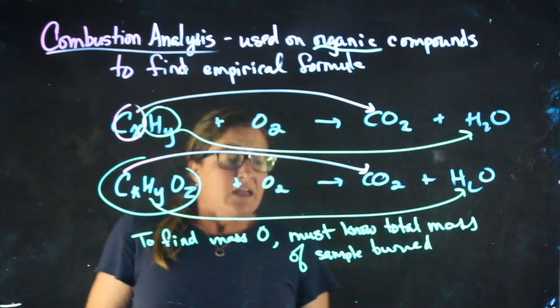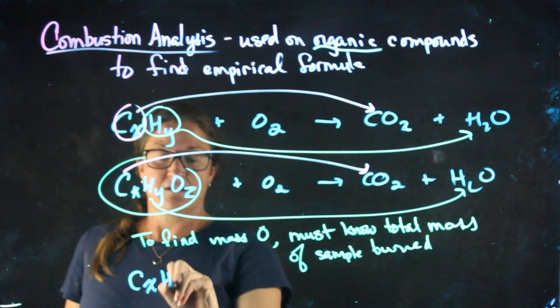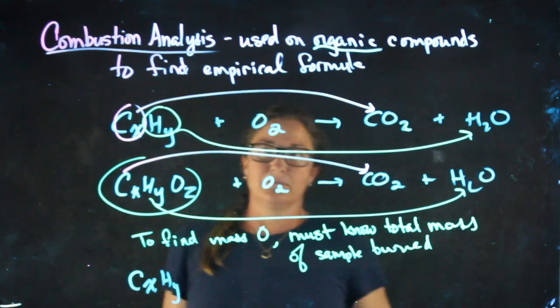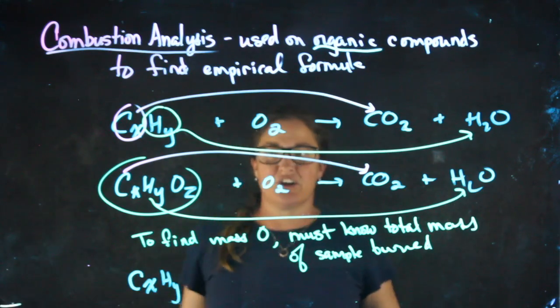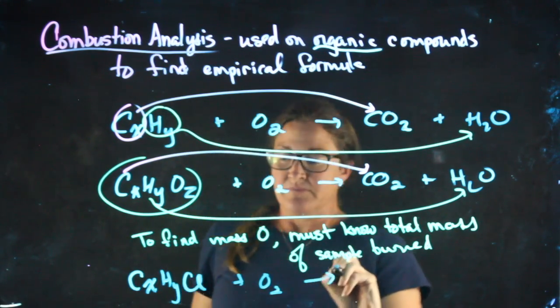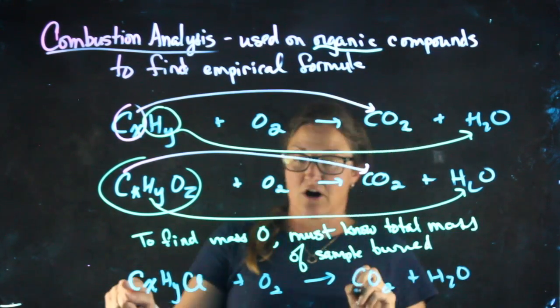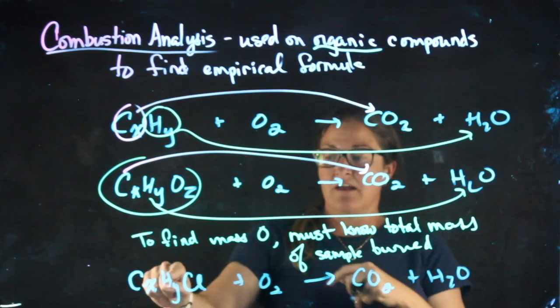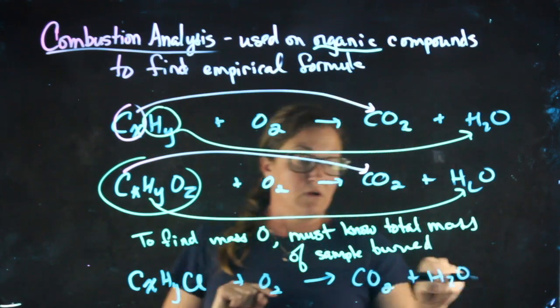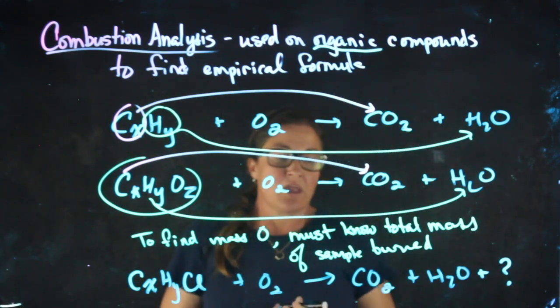And if I do, I can subtract the grams of carbon and the grams of hydrogen in order to get it. Now there's a third type where I could have something that has, I don't know, it could have nitrogen, it could have lead, it could have chlorine. If that is burned, I'm going to get CO2 and H2O still, because the carbon will be converted to carbon dioxide, the hydrogen will be converted to water, and the chlorine will be converted to something else.